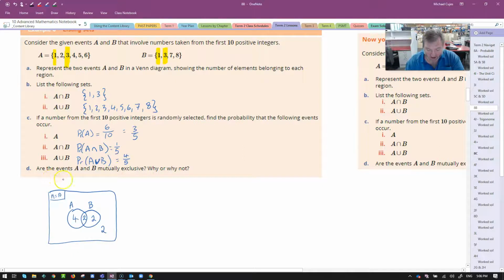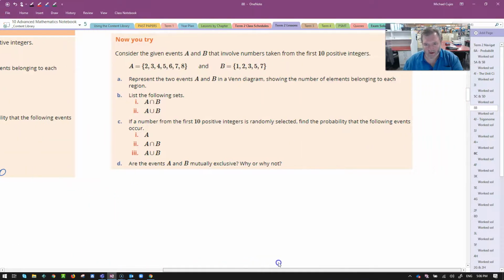Are the events A and B mutually exclusive? Of course not. Why? Because the probability of A and B does not equal 0. Or you could say, just as easily rather than probability, the number of elements in A and B is not 0. There is at least one element in each set.